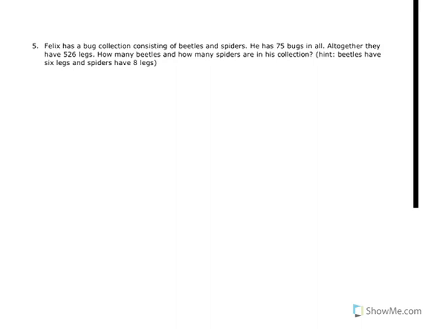Felix has a bug collection consisting of beetles and spiders. He has 75 bugs in all. Although they have, altogether, they have 526 legs. How many beetles and how many spiders are there in this collection? Hint, beetles have 6 legs and spiders have 8 legs.